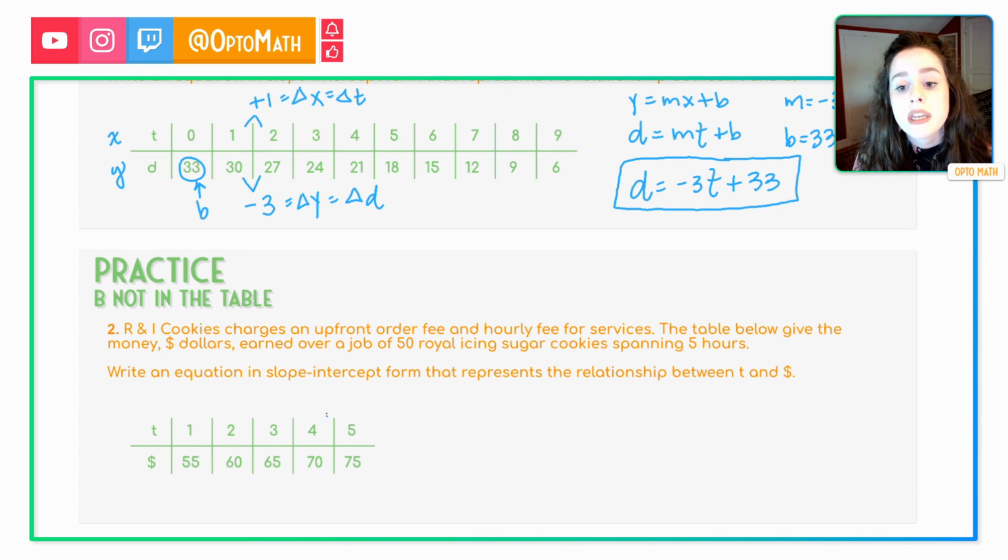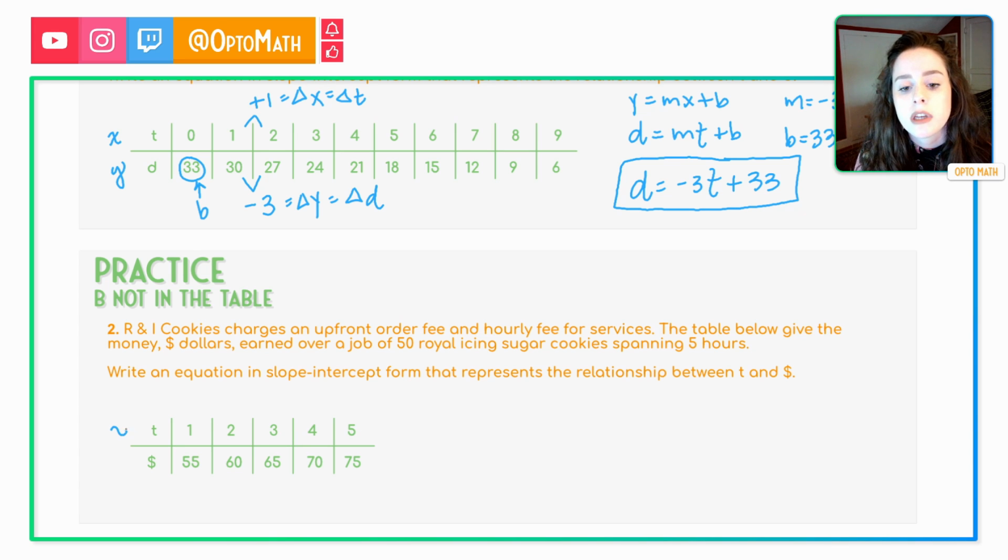Our next problem is where b is not given to us in the table. So number 2 says, R&I Cookies charges an upfront order fee and hourly fee for services. The table below gives the money, in dollars, earned over a job of 50 royal icing sugar cookies spanning 5 hours. Okay, write an equation in slope-intercept form that represents the relationship between t and the money.